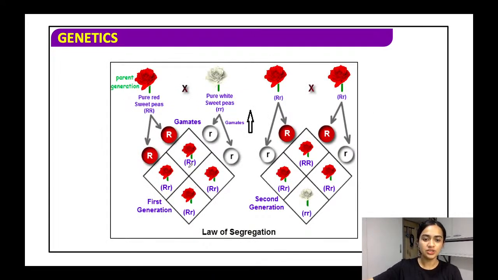See, in the first generation, a pure breed, the completely dominant one, is crossed with a recessive one.